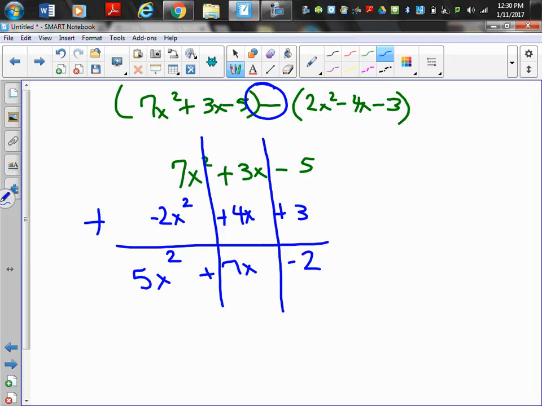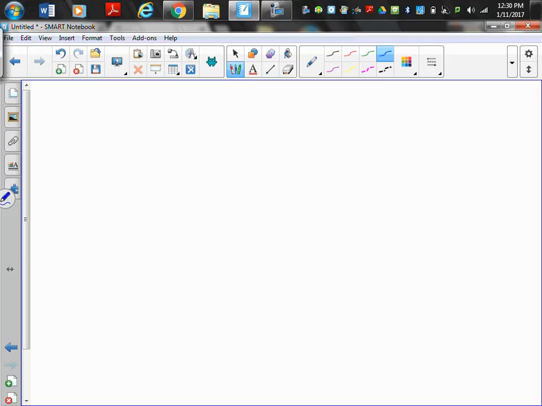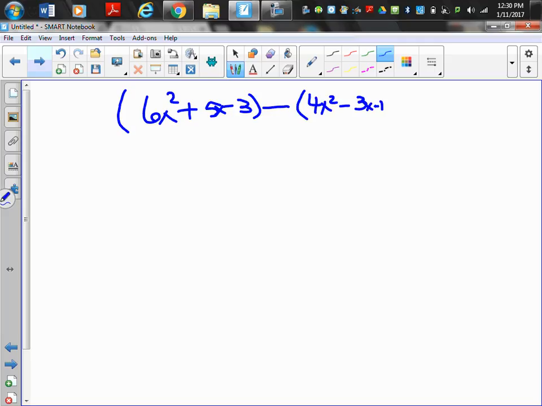Alright. Let's look at another example. Alright, so you write the first one just like you see it. 6x squared plus 5x minus 3. Draw my separation lines.